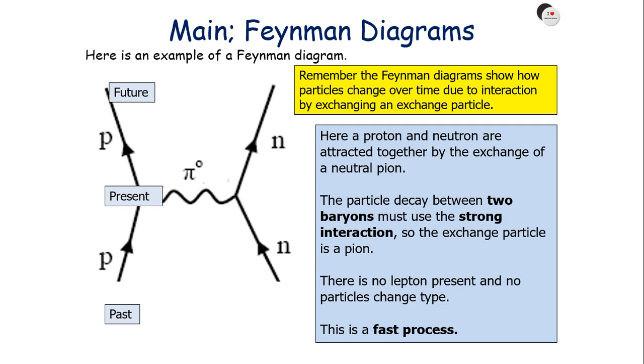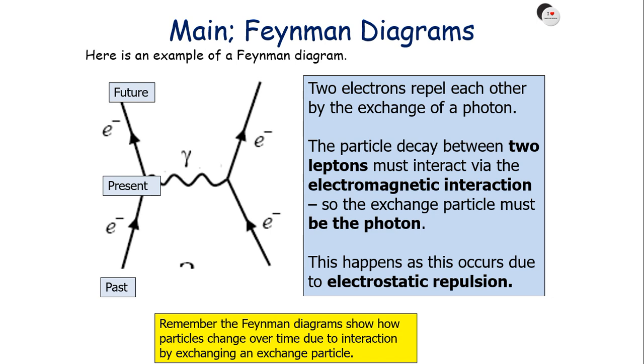So here's an example of the Feynman diagram. We've got a proton and a neutron attracted to each other by the exchange of a pion, and therefore it's producing two baryons. So it must be by the strong interaction, because there are no leptons, all the things are made from quarks, no particles change type, so it's by the strong interaction and it's a fast process. Here, what's happening? Two electrons are repelled from each other. Now, what exchange particle are they exchanging? Well, they're exchanging the photon, so they're interacting via the electromagnetic repulsion.